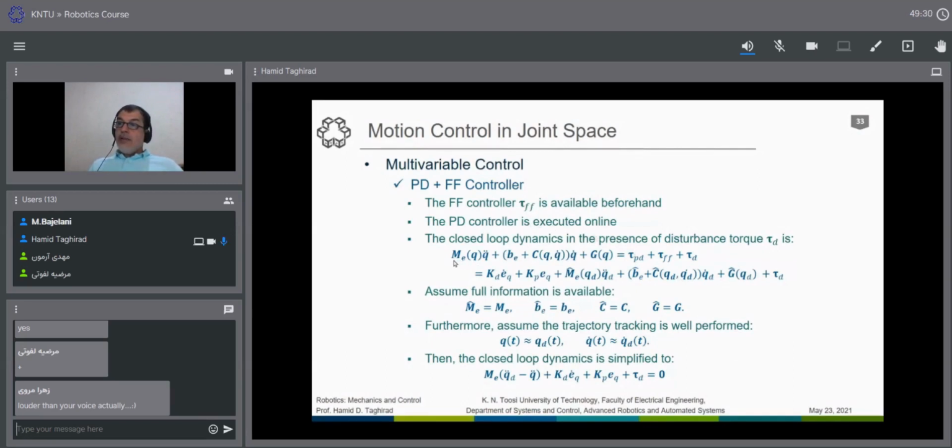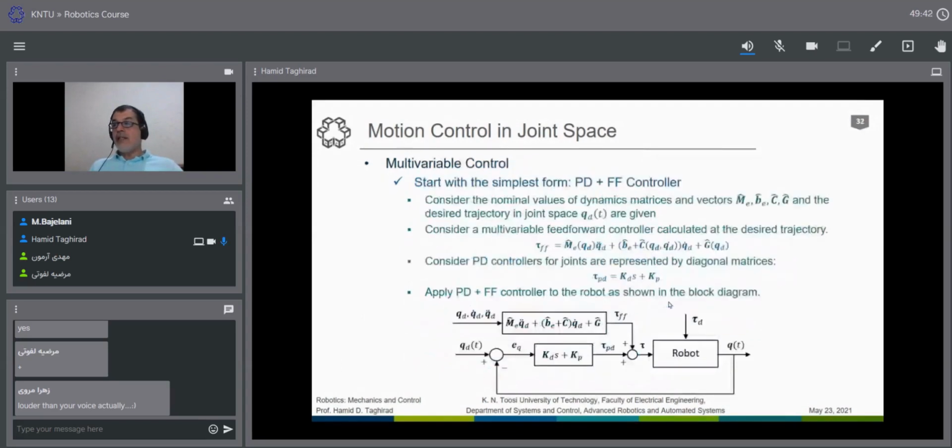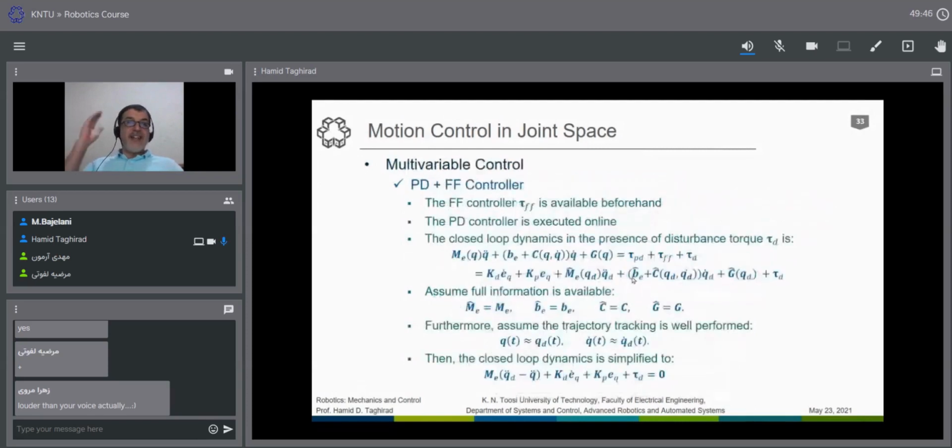Now you see that your dynamic equation M Q double dot plus B plus C Q dot plus G Q is equal to tau. The tau is all the taus that are adding to the system. I also added the disturbance tau here just to make everything all together. So we have the tau PD, we have tau FF. These are the control part or the controlled torque to the system. And this is the disturbance torque, which is somehow annoying and we would like to reject it.